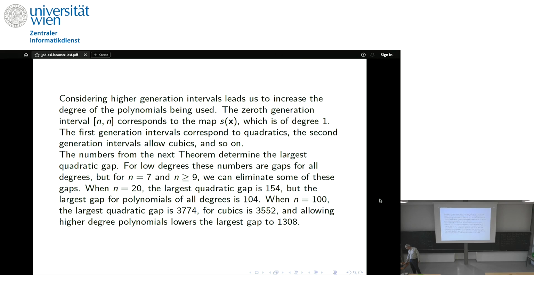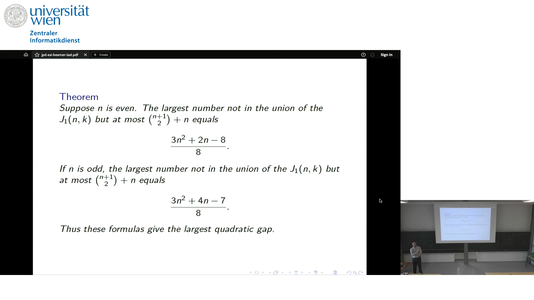Okay, this is all I've just said. Now here's a stunning thing. For quadratic gaps, you can also find a formula for the largest quadratic gap. It's a slightly different formula, whether n is even or odd. But if you look at these numbers in order as a sequence, you take n equals 1, use the bottom formula, n equals 2, the top, and so on, you get a sequence of numbers.